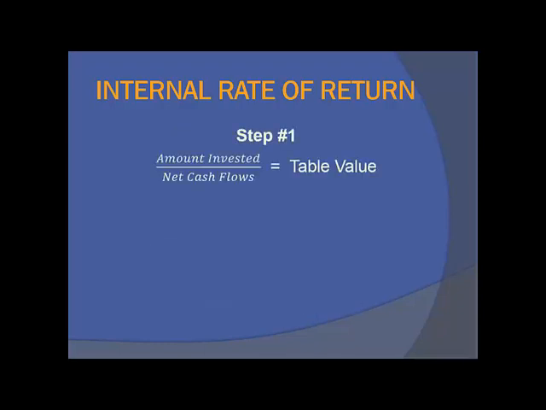The first step: the amount invested, divided by the net cash flows. Now, think back to the payback period. This was virtually the same calculation, only with the payback period, we looked at the answer as expressed in time. With the internal rate of return, you take that calculation, only now, instead of thinking time or years, you're thinking of that as a specific table value. Next, you're going to review the table value for the approximate percentage.